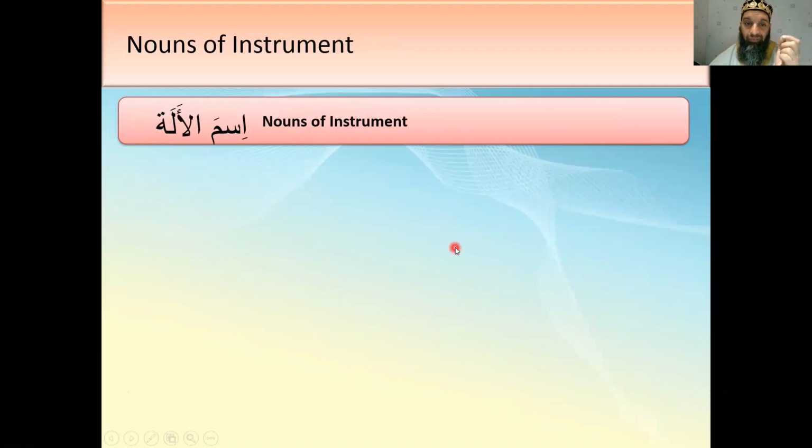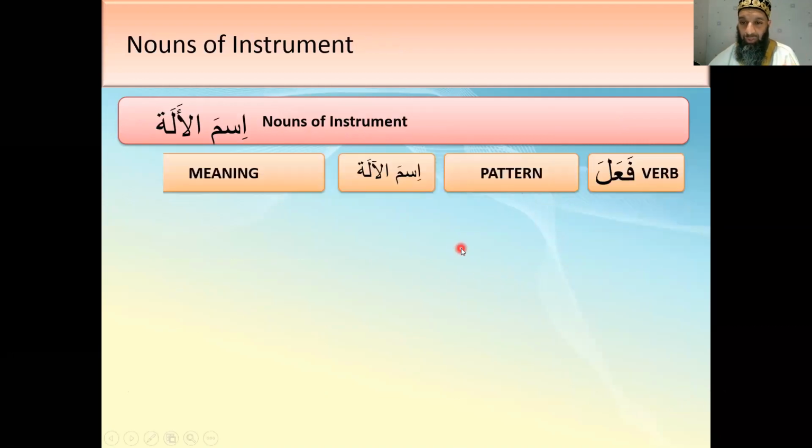And then you have nouns of instruments. So basically, this is just another one. So you've got fataha. Our word fataha means, you should know what it means now. What does fataha mean? Open, to open.